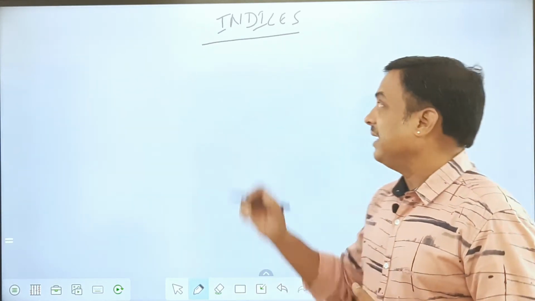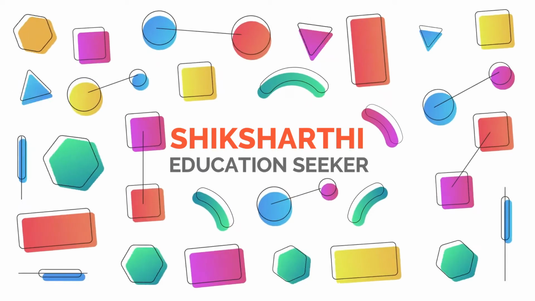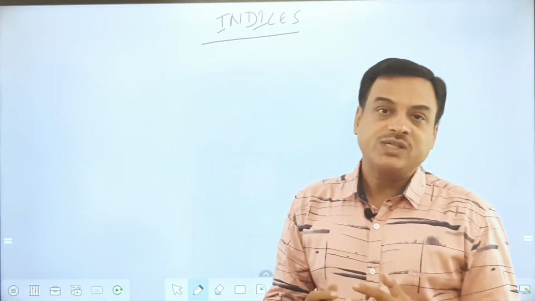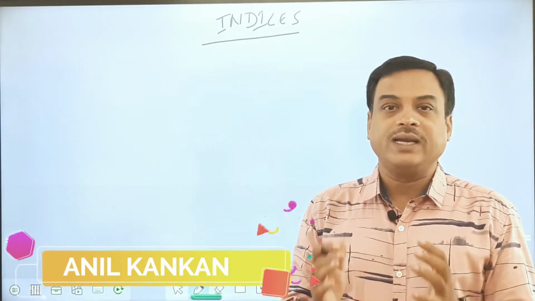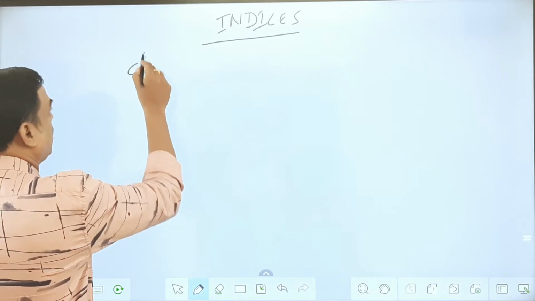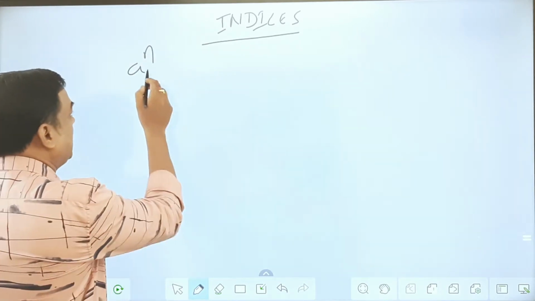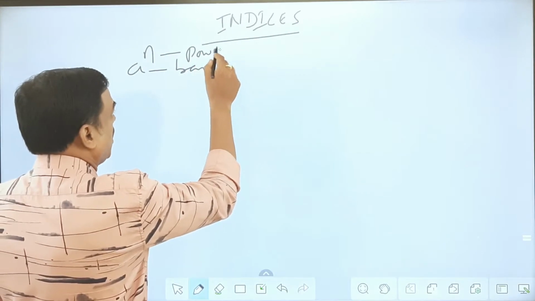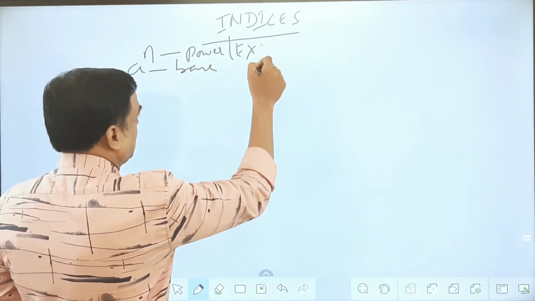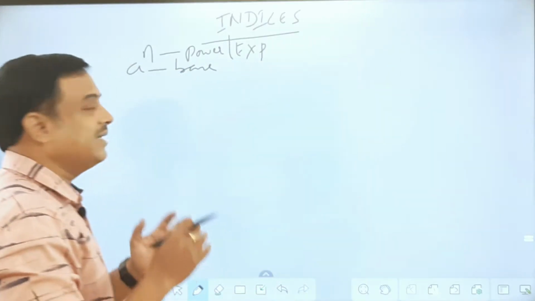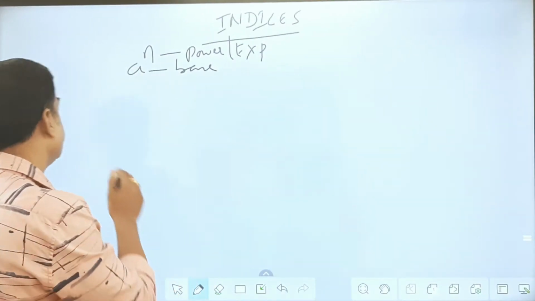Today's topic is indices. If you are dealing with powers or exponents, it is called indices. So if you see a to the power of n, a is the base, n is the power or exponent. So if you are dealing with powers, then it is called indices. There are certain laws of indices that we'll discuss.